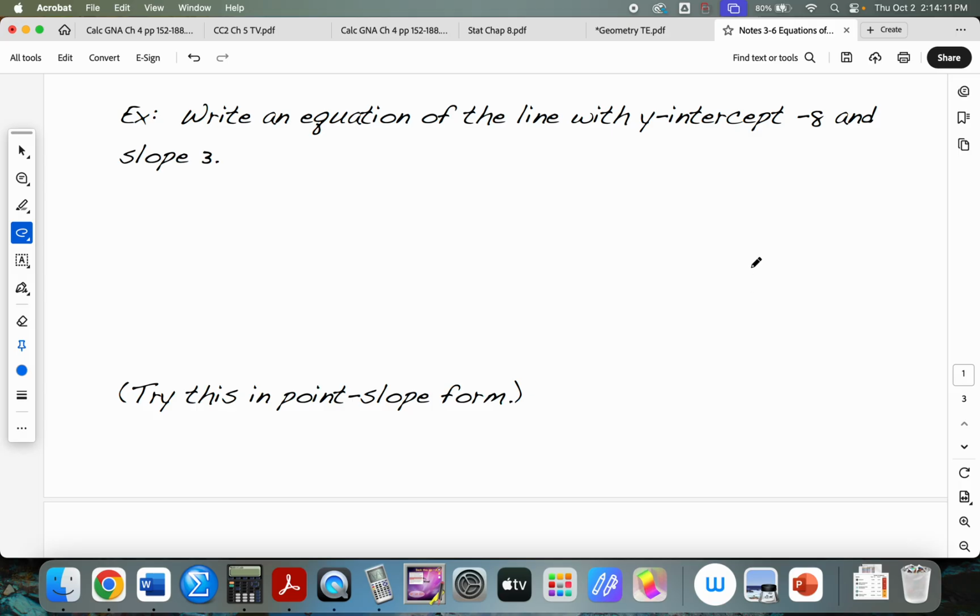All right, so for this one, write an equation of the line with y-intercept -8 and a slope of 3. Well, I've got the y-intercept and I've got the slope. So that's slope intercept. y equals mx plus b.